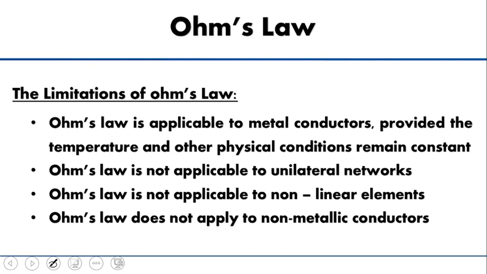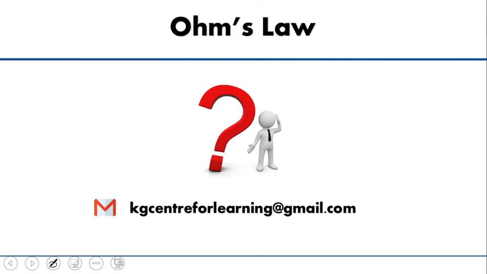So these are some of the limitations of Ohm's law. The first one is that Ohm's law is applicable to metal conductors provided the temperature and other physical conditions remain constant. And Ohm's law is not applicable to unilateral networks. Again, it is not applicable to non-linear elements, and it does not apply to non-metallic conductors also. That's all about Ohm's law.